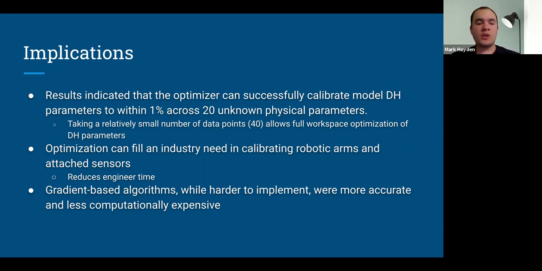Our project reinforced the idea that gradient-based algorithms, while harder to implement because of the need to get accurate gradients, are more accurate and less computationally expensive than the gradient-free variations.